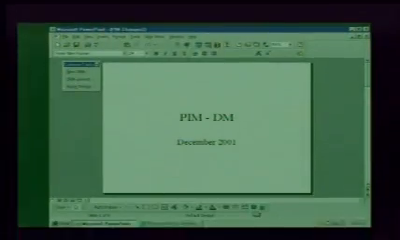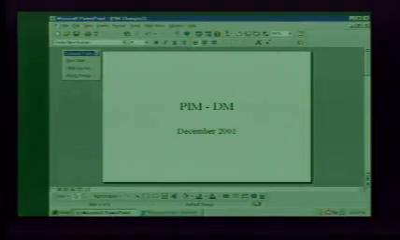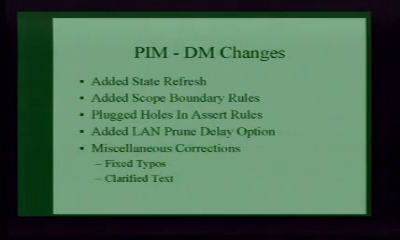Okay. Can I be heard? Okay, I guess so. I'd like to apologize for screwing up the version numbers. I'm sure it's going to lead to much confusion later. Essentially, what we're going to talk about is the changes since the last round in London. And the major changes really are that we incorporated all the stuff from the state refresh draft into the PIM dense mode draft. So that's all one big coherent piece of work.